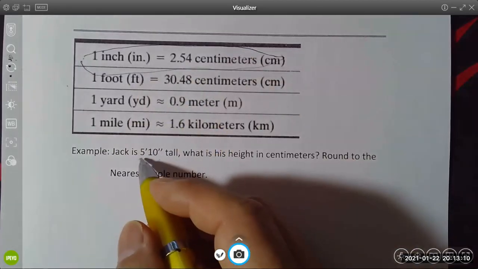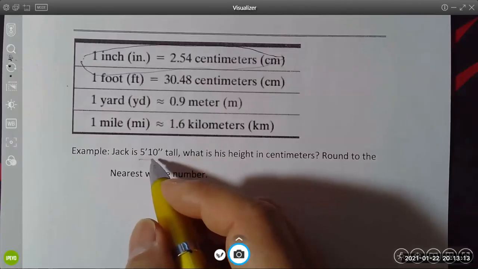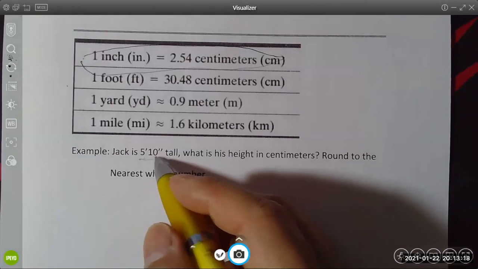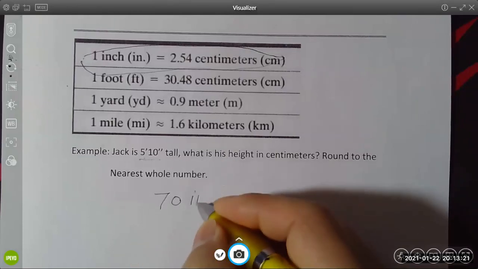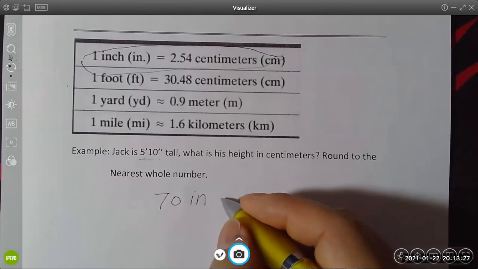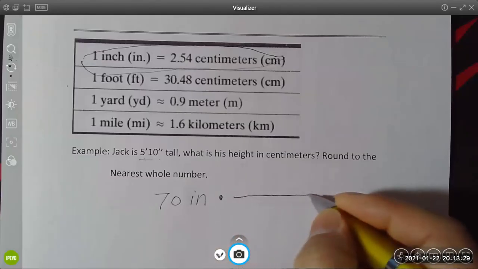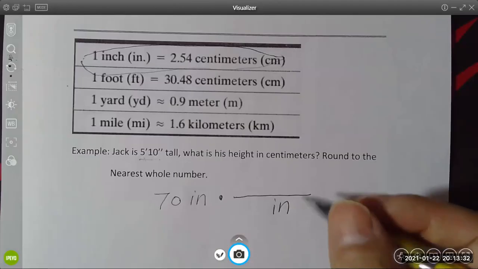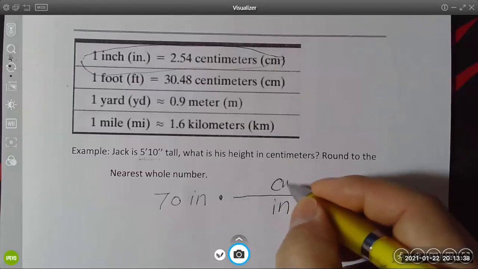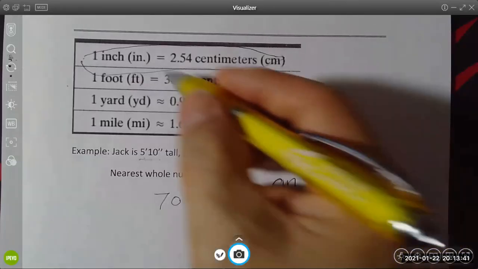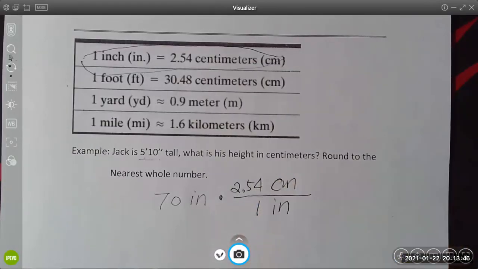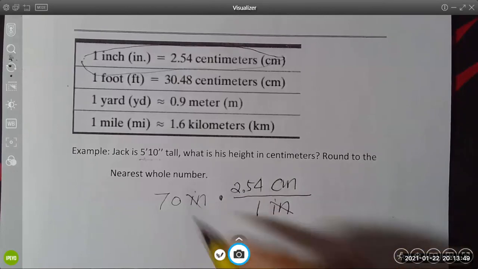So that means we need to convert this 5 foot 10 inches to inches only. Everybody can do that. 5 foot is 60 inches. 60 plus 10, that's totally 70 inches. So 5 foot 10 inches is the same as 70 inches. Now we can convert from inch to centimeters. So again, the method remains the same. Put these two together so that they can cancel, and centimeters on the other side. Now, according to this conversion factor, 1 inch equals 2.54 centimeters. So now all we need to do is multiply these two together.